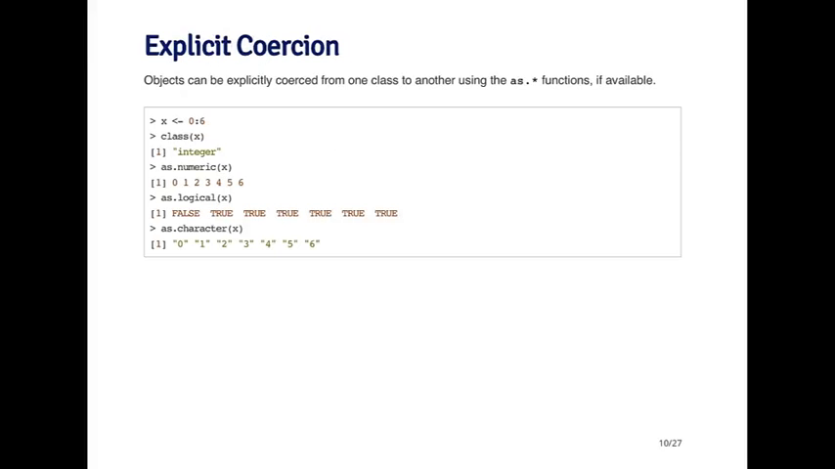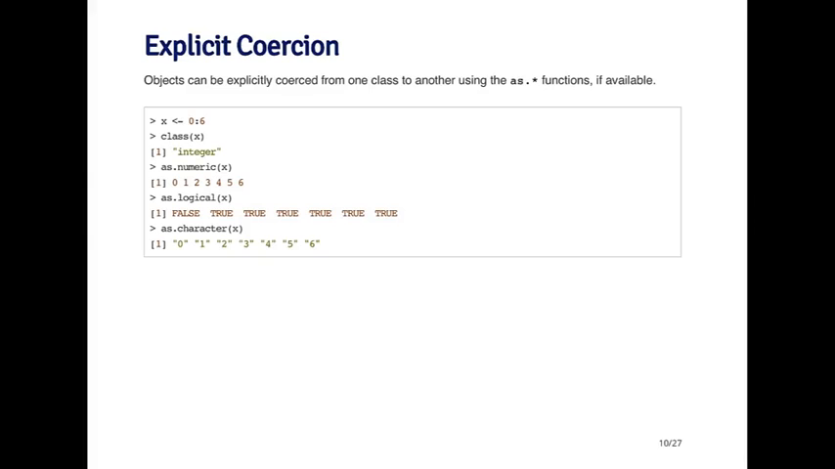In the previous slide, we talked about implicit coercion that occurs behind the scenes, but you can explicitly coerce objects from one class to another using functions that usually start with the word as. So for example, if you want to convert something to a numeric, you can use a function called as.numeric. And if you want to convert something into character, you can use the function as.character. Now, if you apply as.numeric to a numeric vector, nothing will happen. So here in this example, I'm starting off by creating an object called x, which is a sequence of 0 to 6. This is an integer sequence, as you can see when I call class on the object.